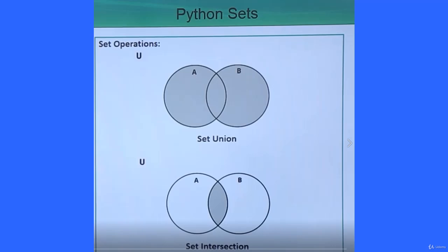Next is the set operations continued, that is the set difference. If you do A minus B, then you are left with those elements which are in A but not in B. But if you do the set symmetric difference, A symmetric difference B, then those elements will be selected which are either in A or in B, not in common.